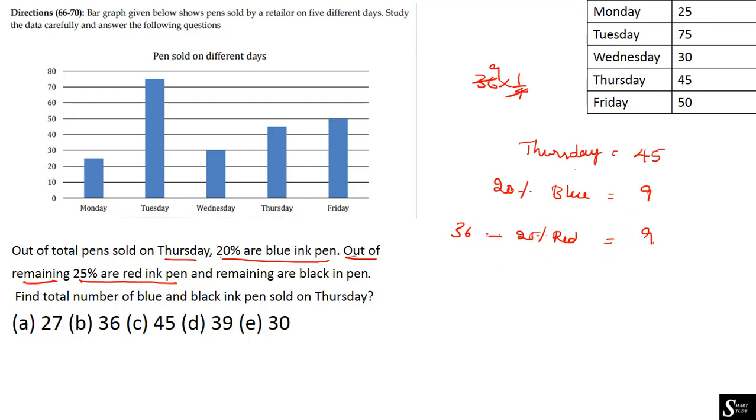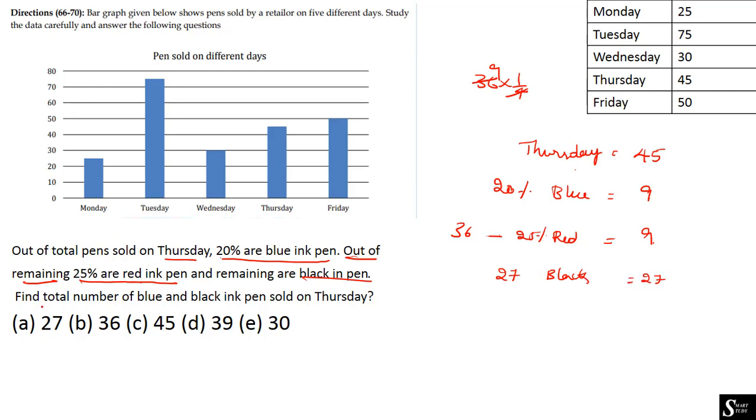So then, there were total 36 pens. So 36 minus 9 would be equal to 27 remaining. So blue 9, red 9, then the remaining 27 are black pens. So this 27 would be black pens.